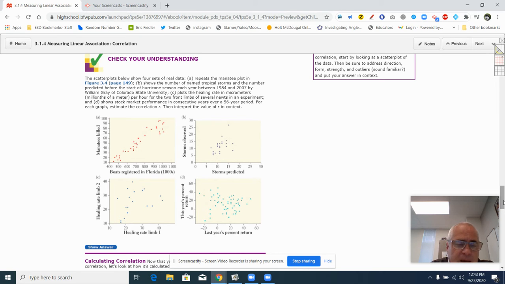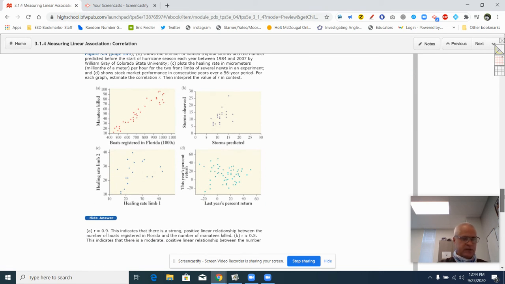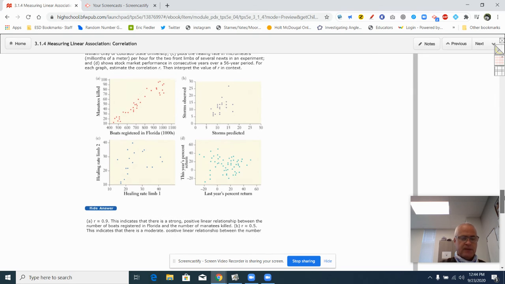Do you see some that have positive correlations, some that have negative correlation, and some that are chaotic? You might even make a guess here in the next 10 seconds before I display what the answers are. Okay, I think I can click on this, and there we go. So the first one, the scatter plot with boats and manatees, says that the correlation is about 0.9. Again, relatively linear, close to 1.